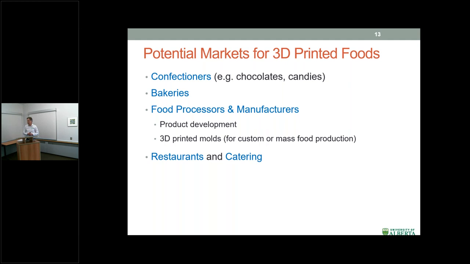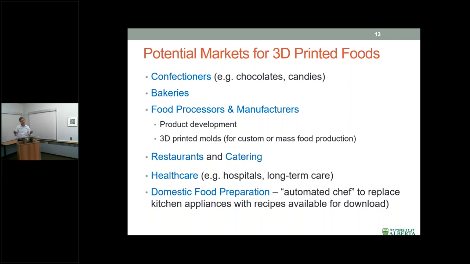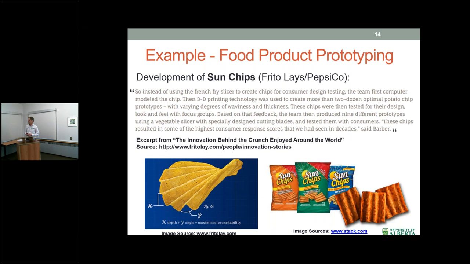Restaurants catering is another application. Healthcare, as I talked about, with hospitals, long-term care, personalized nutrition. And then, of course, the other big market is domestic. When you look at plastic 3D printers, a majority of those are actually sold to households. So the idea here is maybe one day we have an automated chef, download a recipe, boom. Now, sorry, alternative meats too, which is a growing area.